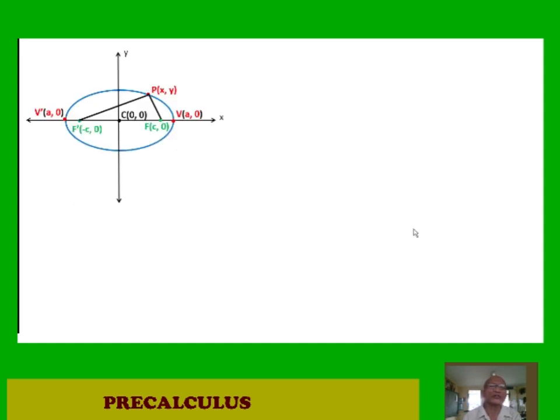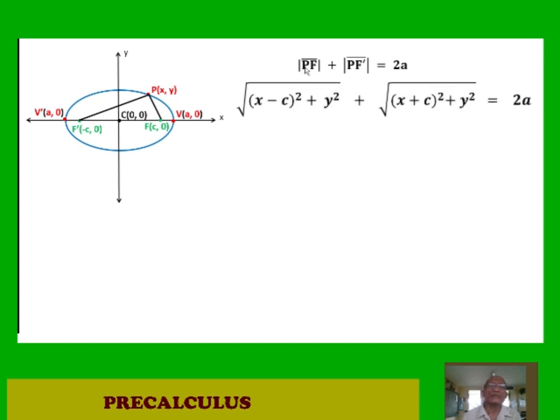Let us derive the equation of an ellipse. From our definition, let us determine the distance PF from point P to F using the distance formula. So the square root of (x minus c) squared plus (y minus 0) squared, plus the square root of (x minus negative c) squared, so minus and negative becomes positive, plus (y minus 0) squared, so we have this left side of the equation all equal to 2a.